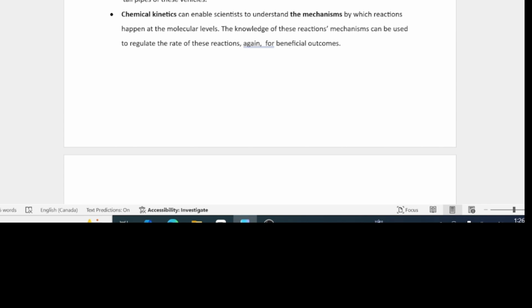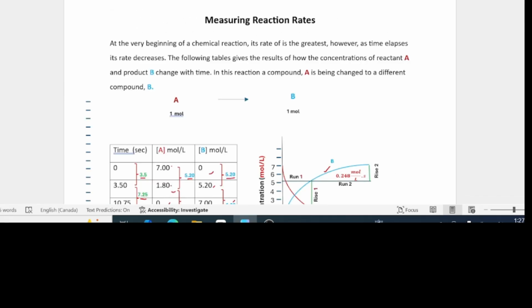Chemical kinetics can enable scientists to understand the mechanisms by which reactions happen at the molecular level. The knowledge of these reaction mechanisms can be used to regulate the rate of these reactions, again, for some beneficial outcomes. Measuring reaction rates. At the very beginning of a chemical reaction, its rate is the greatest. However, as time elapses, its rate decreases.